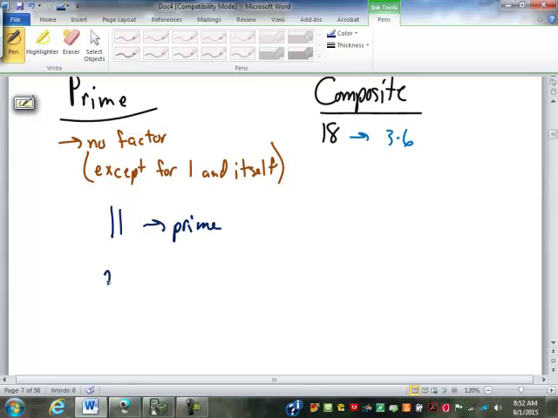How about 27, prime or composite? Is there any number that can divide into 27? 9 or 3, you got it. That is composite. 51, prime or composite? This is composite. Divisible by 17 and 3.